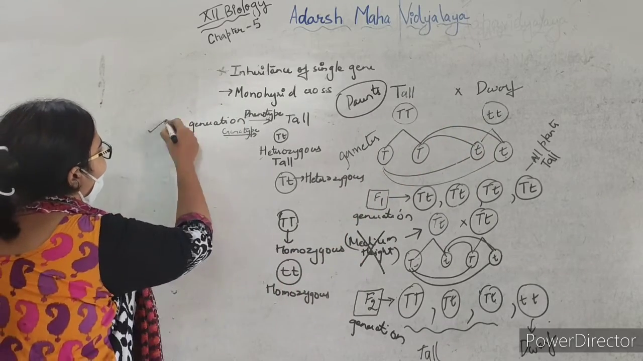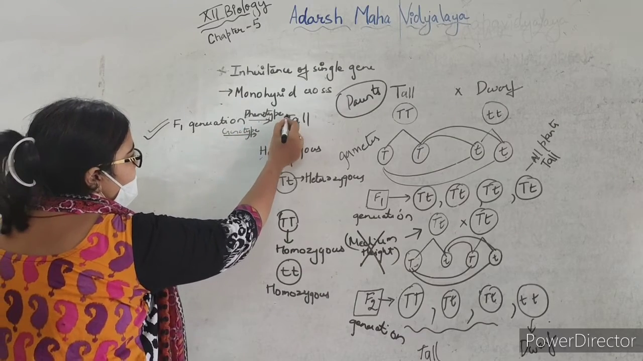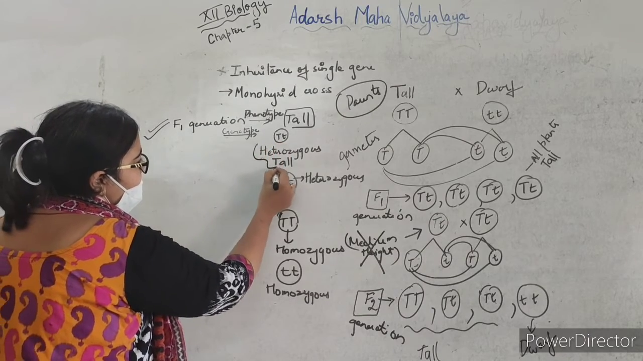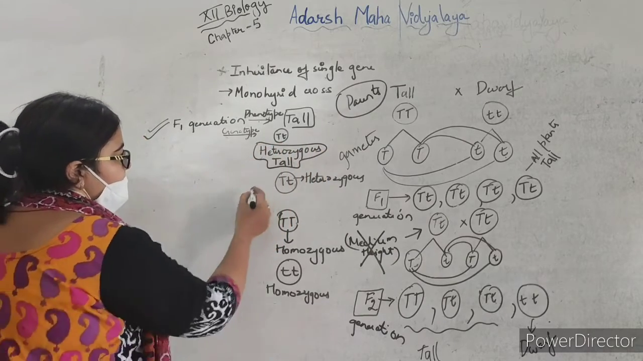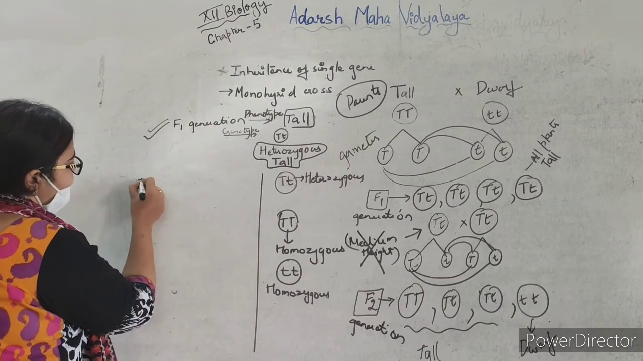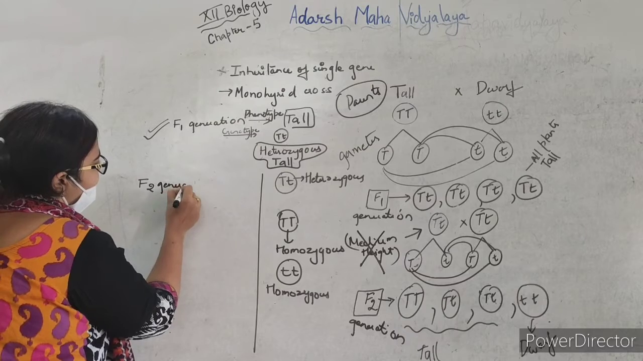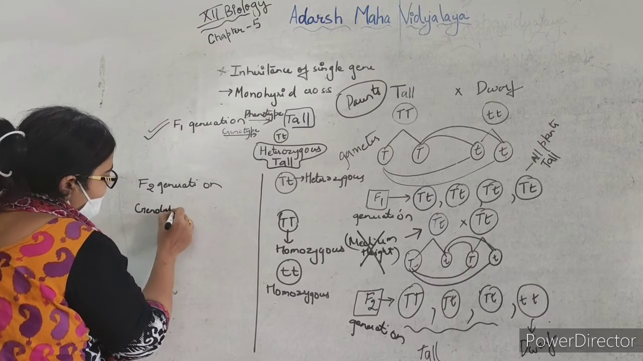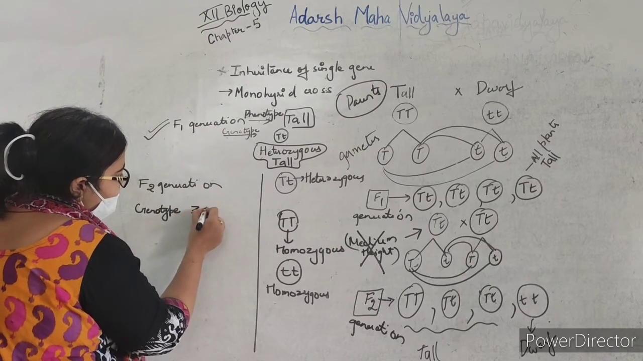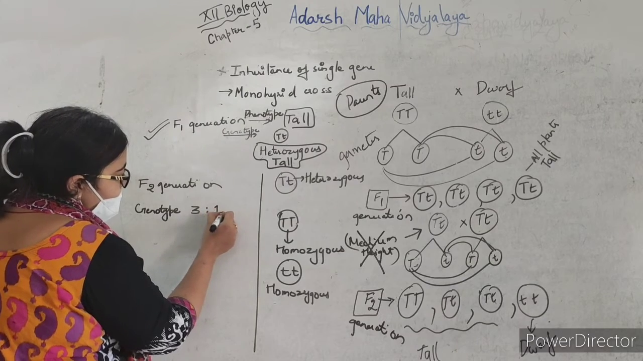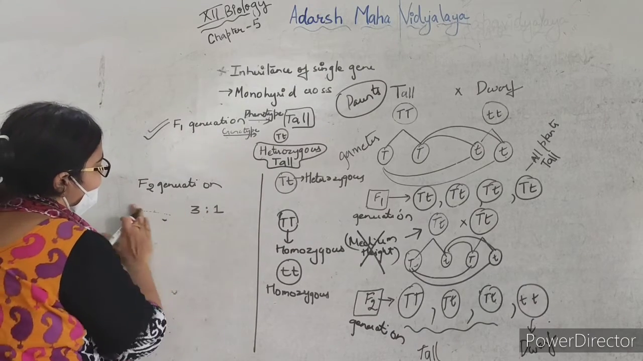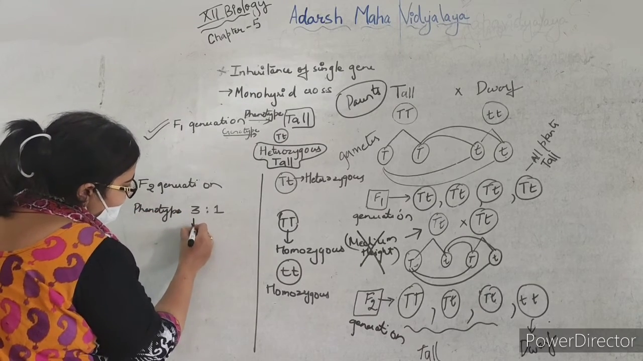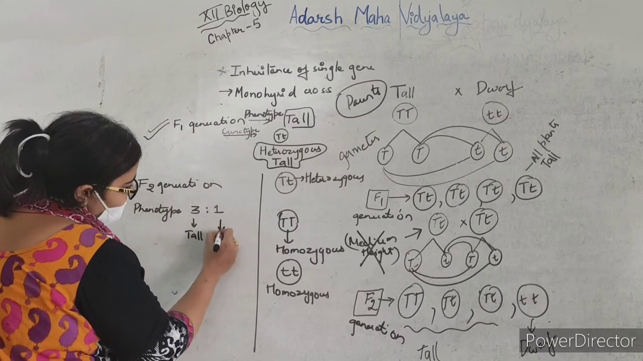So he saw what? In the F1 generation, the phenotype was all plants were tall, but the genotype was heterozygous tall. Okay. Now in the F2 generation, he saw that, when we talk about the ratio, it was 3:1. No, this was the phenotype. What he observed was 3 plants were tall and 1 plant was dwarf.